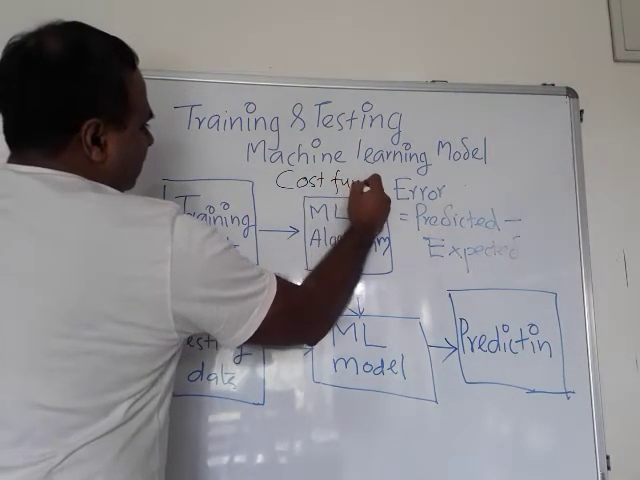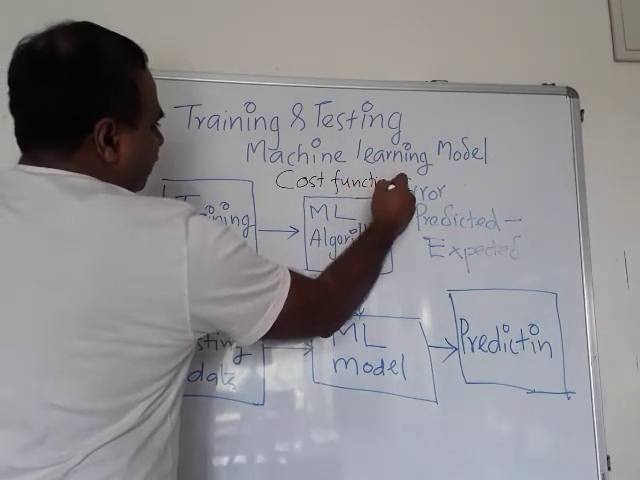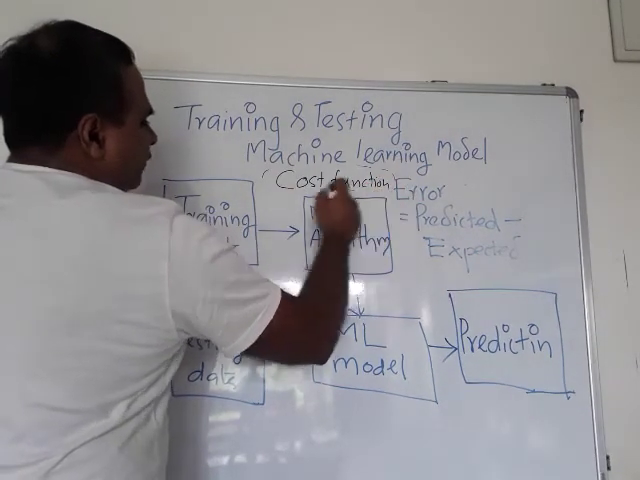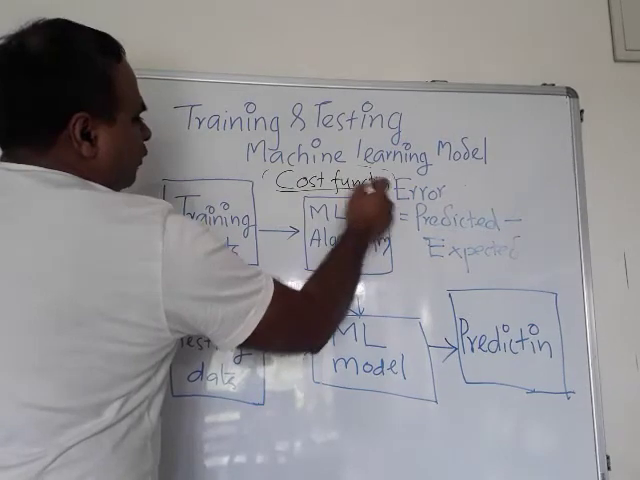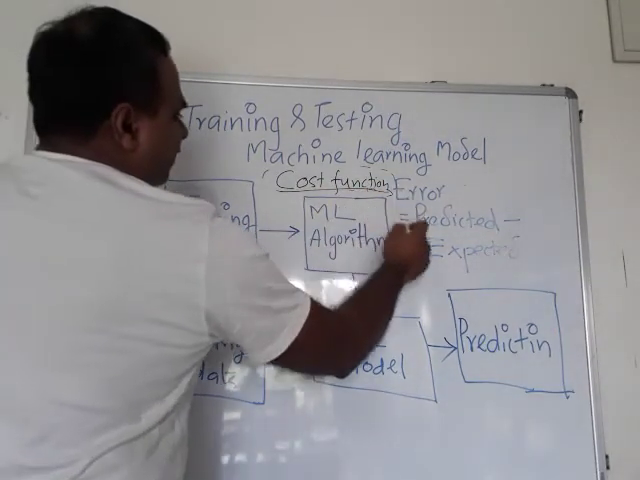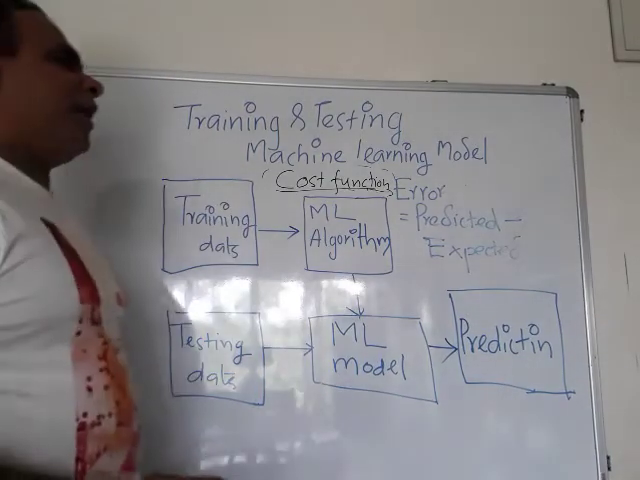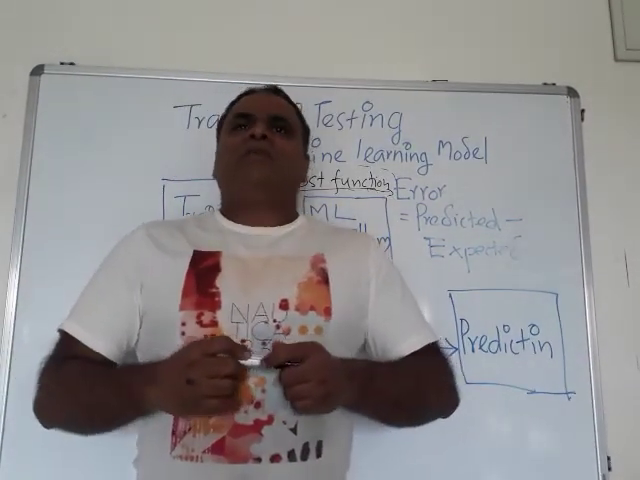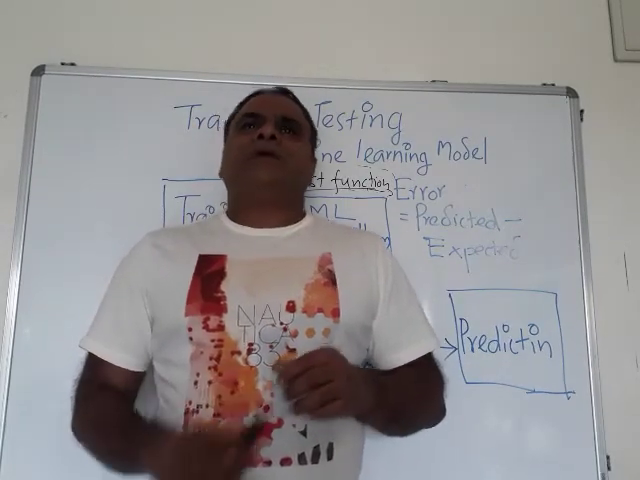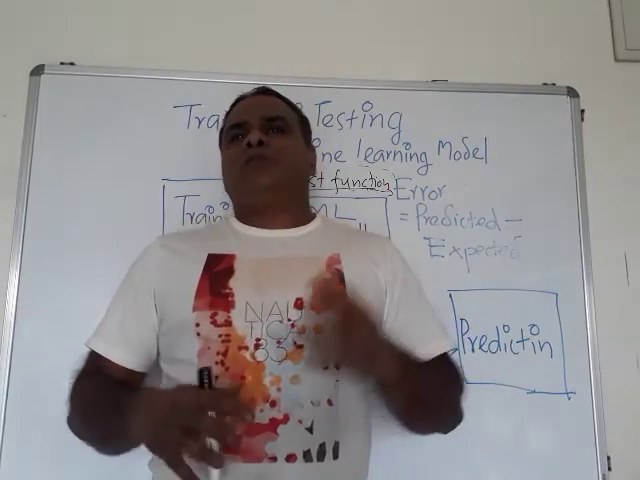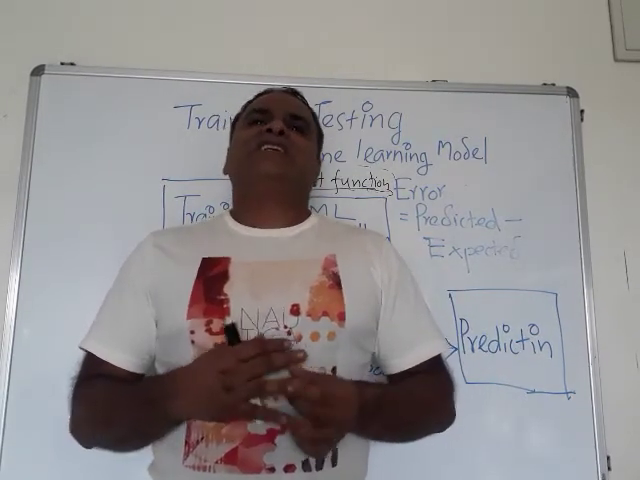This is in terms of function in mathematics. You learn what a function is. So this is the cost. This cost function defines the error. Error is the predicted value minus expected value. So this is a simple introduction to how you train and how you test a machine learning model.